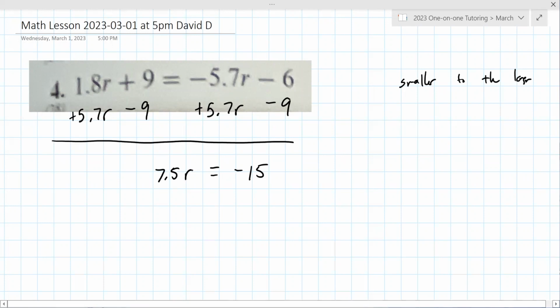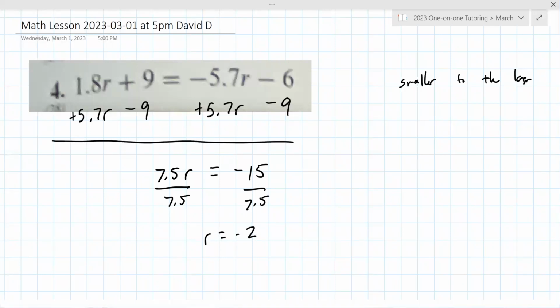What do you do from here? So then we divide by 7.5 on both sides. So R equals negative 2.